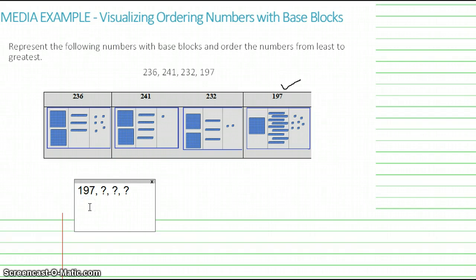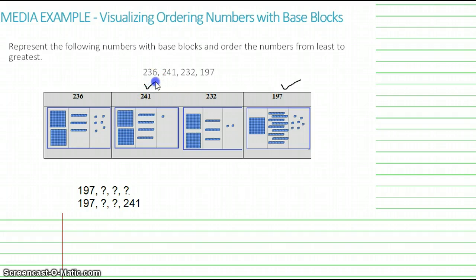So I am going to write 197. I haven't decided on the second or the third number yet, but I know that 241 is the last number, and we can check 241 off our list. Now we have two numbers that remain, 236 and 232. We've already compared their flats and their rods, so we're going to compare their units. 236 has 6 units and 232 has 2 units. That means that 232 is smaller than 236.